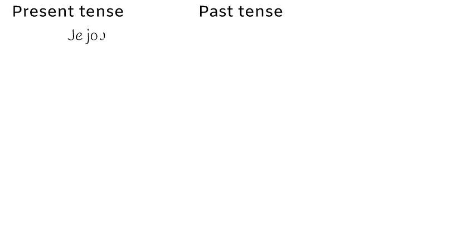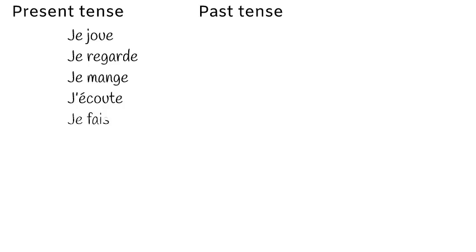Okay, next we're going to look at the two lists side by side. We're going to see how they look similar and how they differ. So let's have a look at the list again in the present tense. So we've got je joue, je regarde, je mange, j'écoute, je fais, je lis, and je bois.